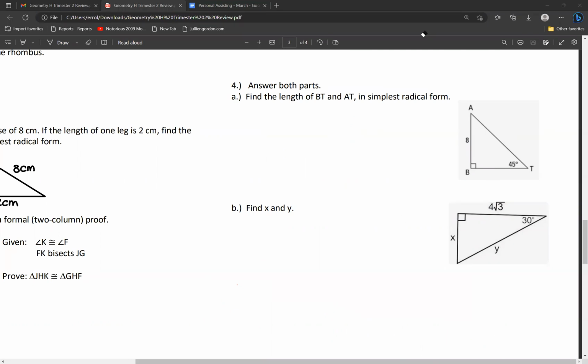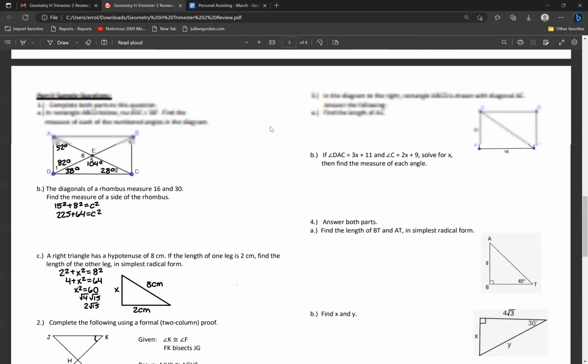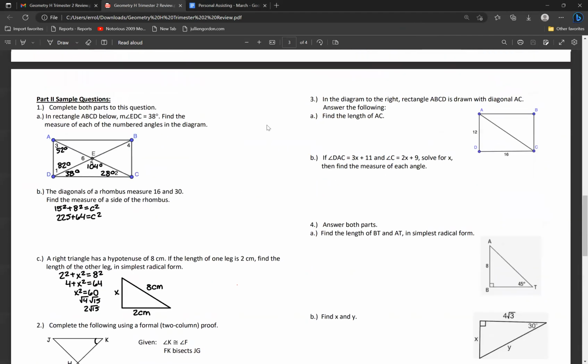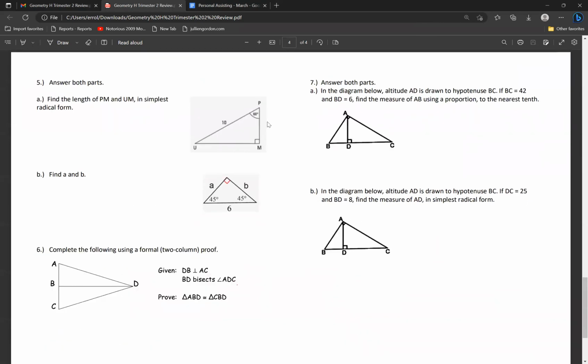Let's play a game where you get to. All right, which one you want to do now? All right, that was one, two, three, four, five.